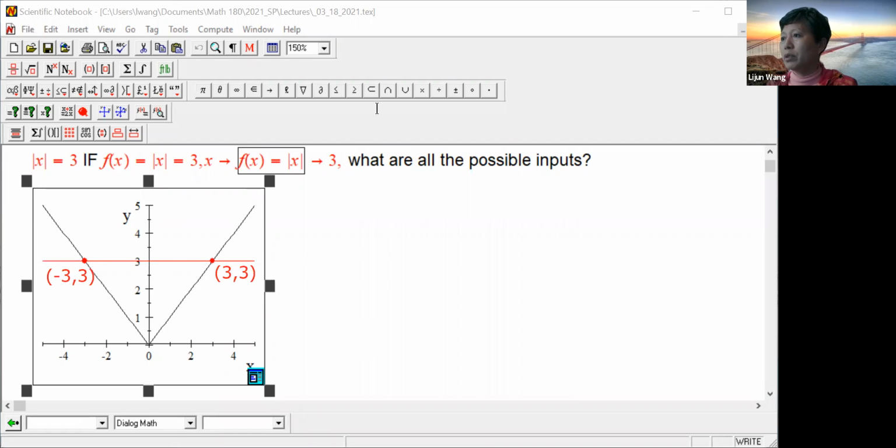And what is the output? The output is here. This is the output. Both have the same output, right? Do you see that? They both have the same output. And what are the inputs that will make the output 3?